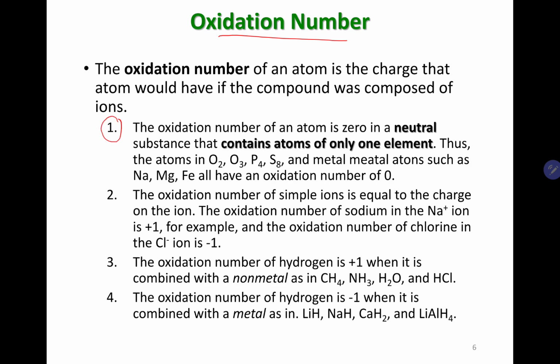According to the first rule, let's read it with me. The oxidation number of an atom is 0 if the atom is in a neutral chemical substance, and also it contains atoms of only one element. Okay, so that is convenient.